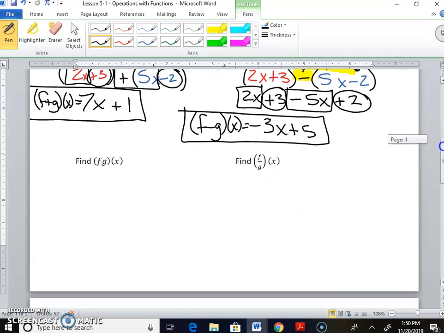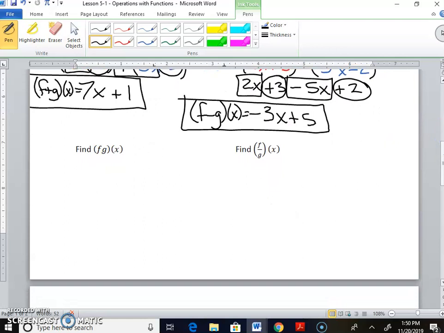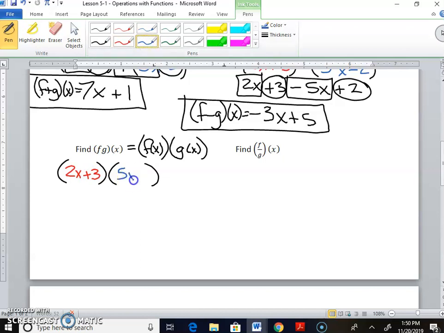Okay? Two more examples to do. I've got f g of x. That means that my f of x and my g of x are being multiplied together. This means that I'm going to take f of x times g of x. So I'm going to have 2x plus 3 for my f of x times 5x minus 2. When I'm multiplying these, we're going to have to FOIL for this one. We're going to have to distribute.